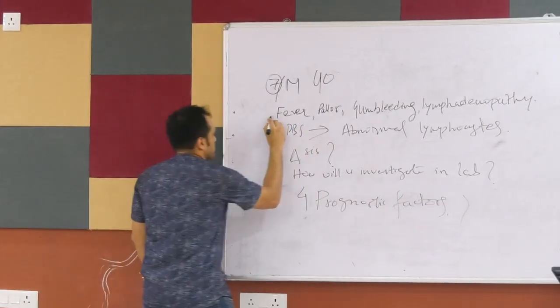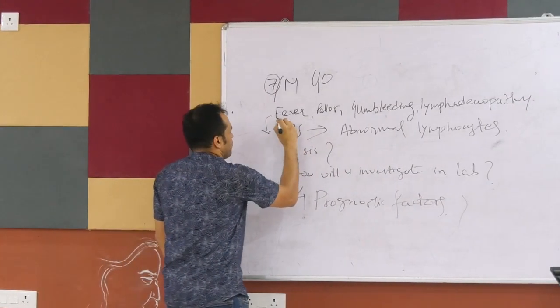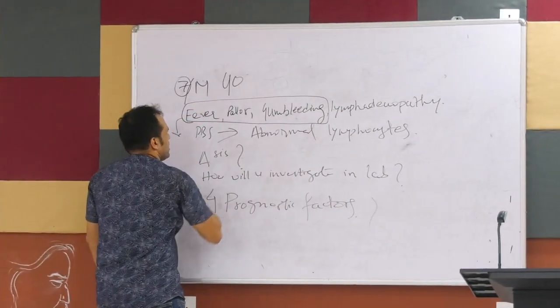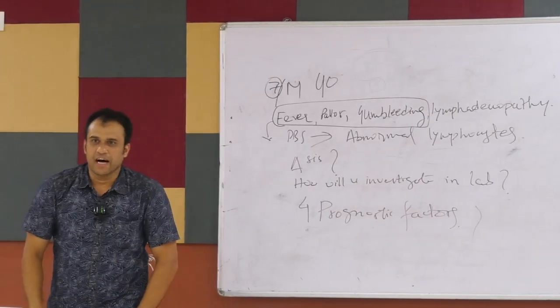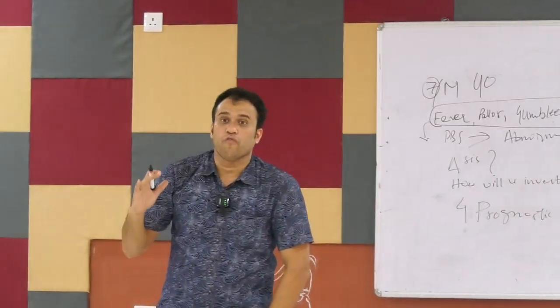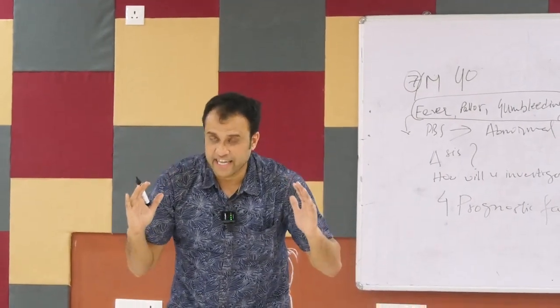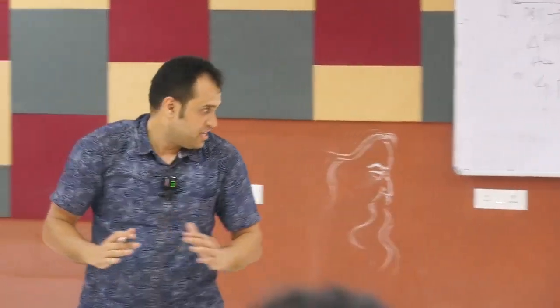Fever. So these are features of, what are these features which I have explained to you in the last class? Fever, pallor, gum bleeding are because of what? See, you should know the clinical features very well. Fever, pallor, gum bleeding are because of what? You don't know the clinical features, you will never be able to answer these questions.